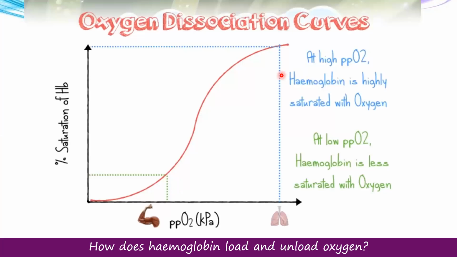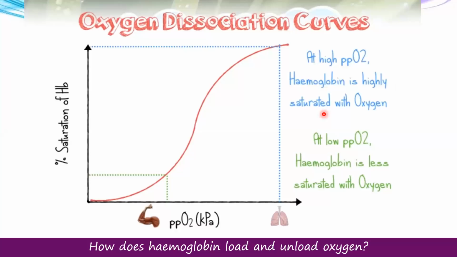Now, if you look at this curve, the sketch shows you the lungs as well. At higher partial pressure, when oxygen diffuses into the blood in the lungs, hemoglobin is highly saturated. But if you look at the respiring tissues or respiring cells, for example the muscle, since it is using oxygen, it has low oxygen saturation.